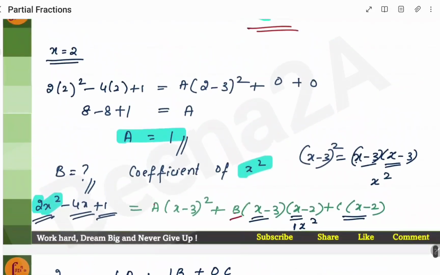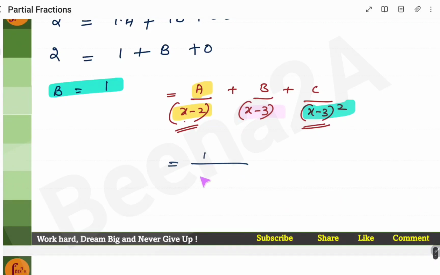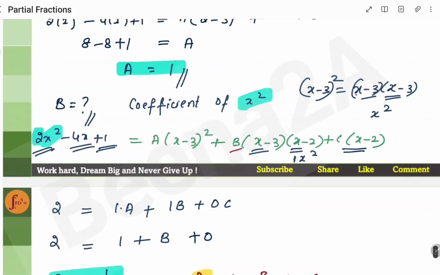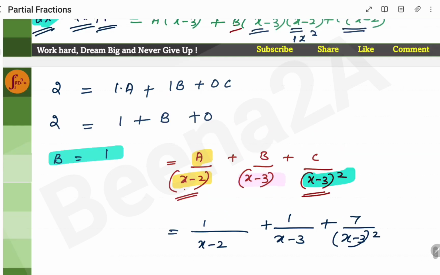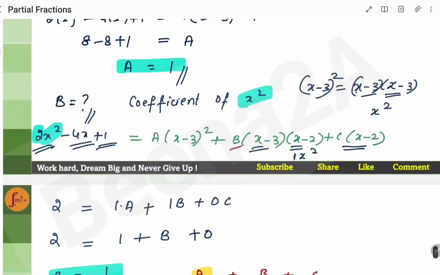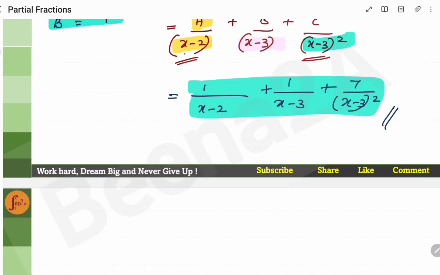A is equal to 1, 1 by x minus 2. B is equal to 1, plus 1 by x minus 3. And C is 7, 7 by x minus 3 the whole square. C is 7, correct? Yeah. So this is the final answer.